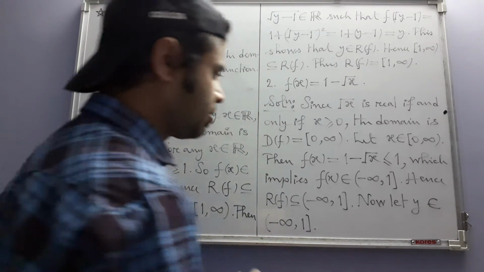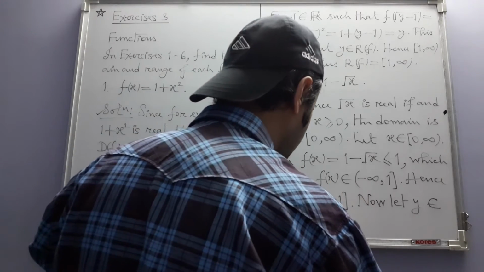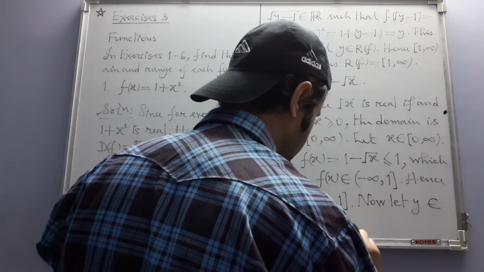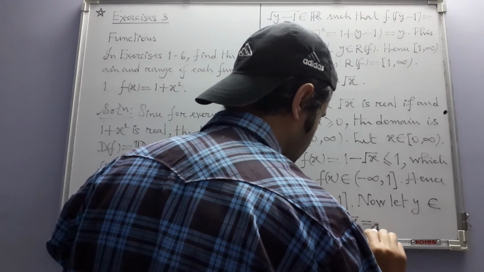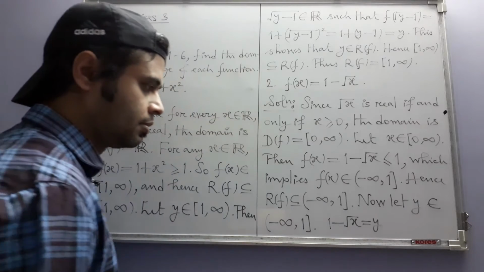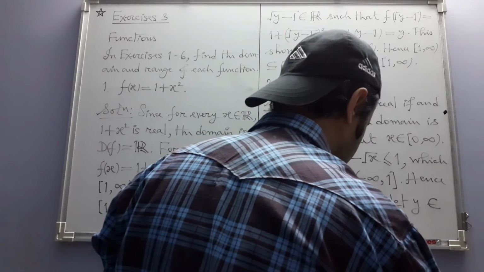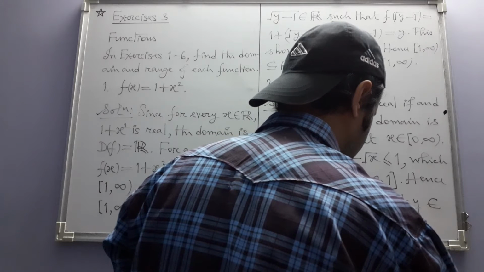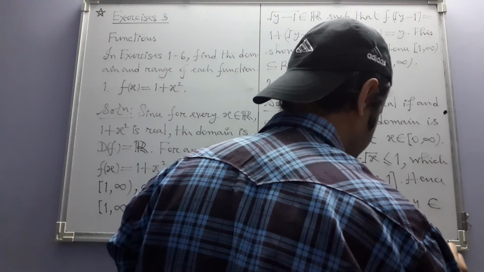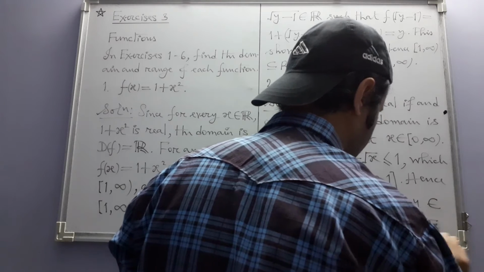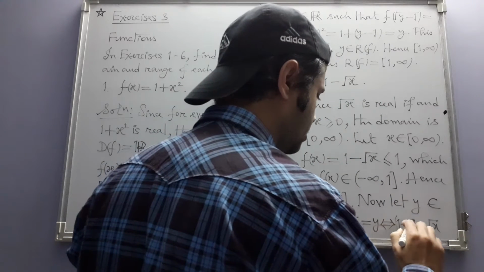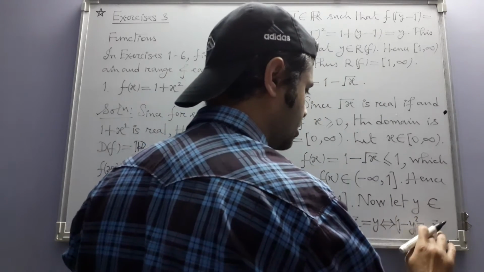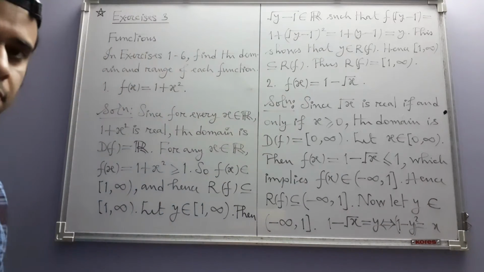Our aim is to find an x for which this is equal to y. So that means 1 minus y should be equal to square root of x. So x should be equal to (1 minus y) whole square. Okay.